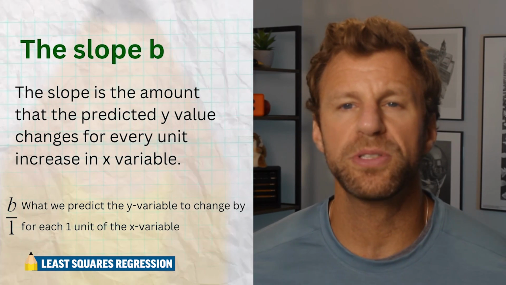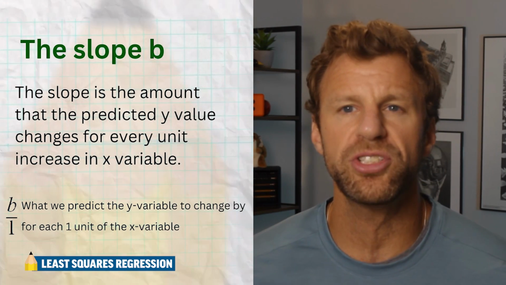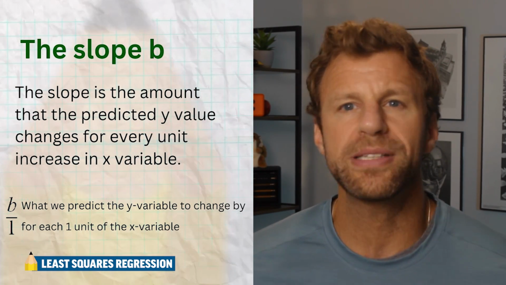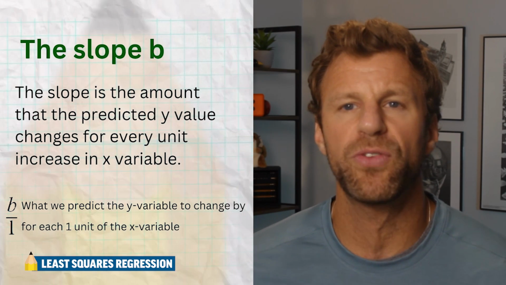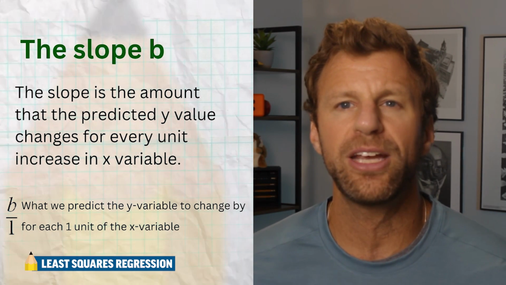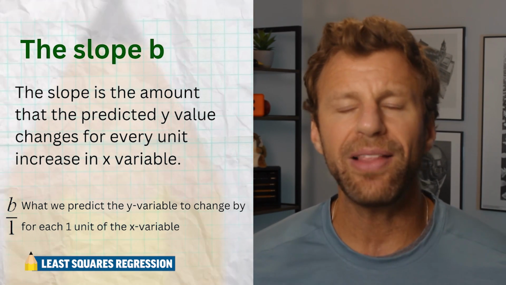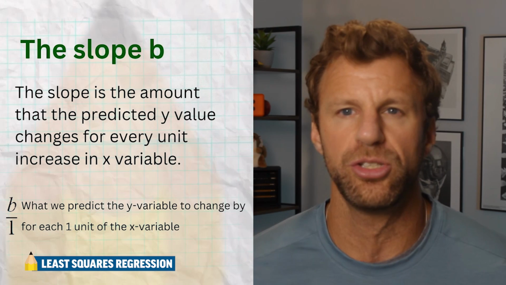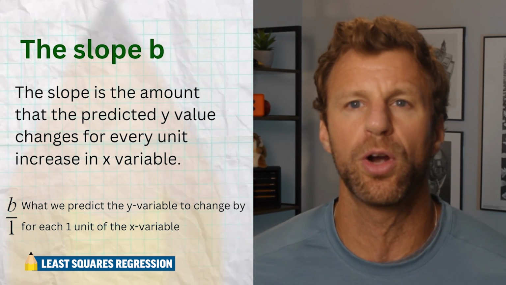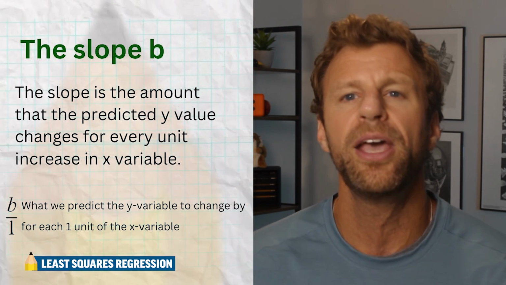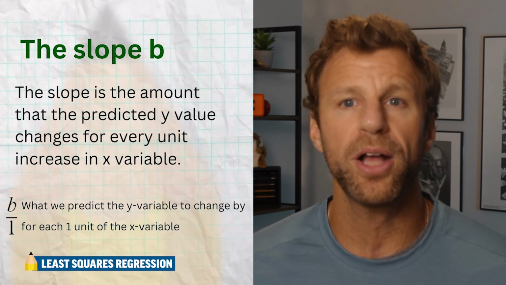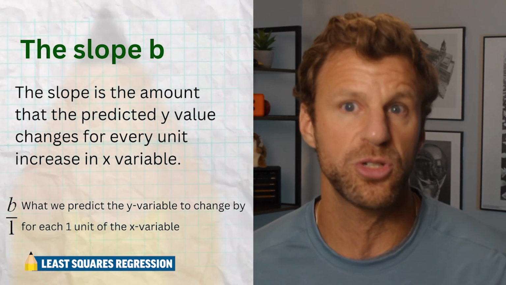Next up is the slope, and this is the B value. Proper interpretation of the slope hinges upon you understanding that the slope determines how much we predict the response variable to change for every increase of 1 unit of the explanatory variable. I like to look at the slope as a fraction. You can turn any number into a fraction by putting it over 1. So if you take the slope B and you put it over 1, the slope on top is the change of y, the response variable.